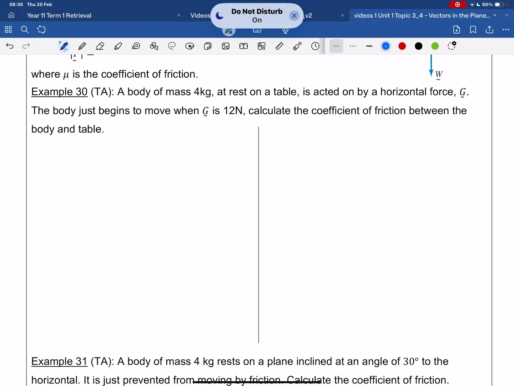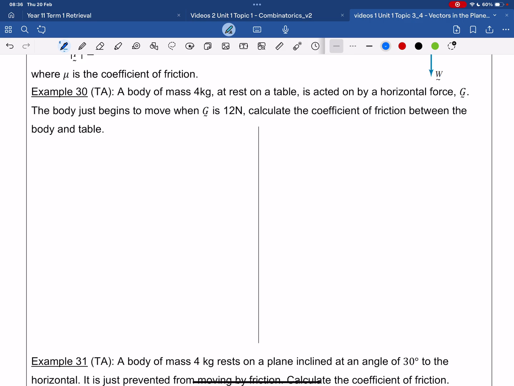A body of mass 4 kilograms at rest on a table is acted on by a horizontal force G. The body just begins to move when G is 12 newtons. Calculate the coefficient of friction between the body and the table.